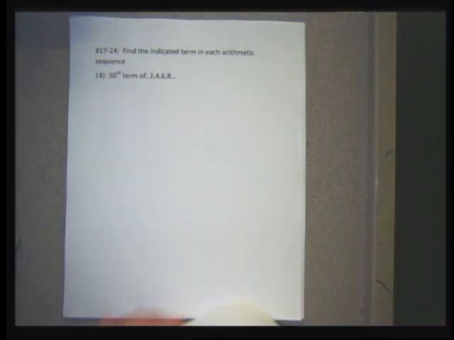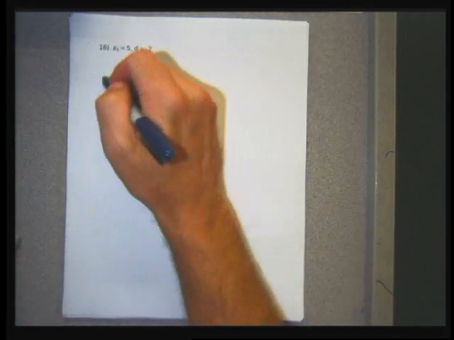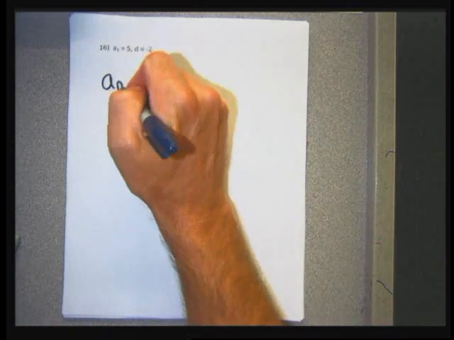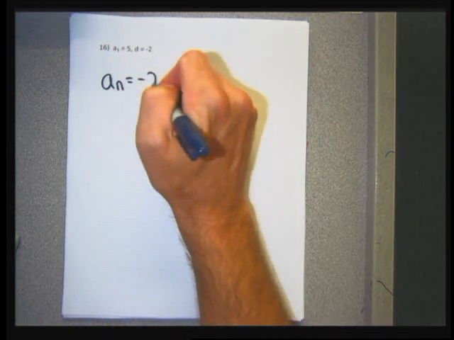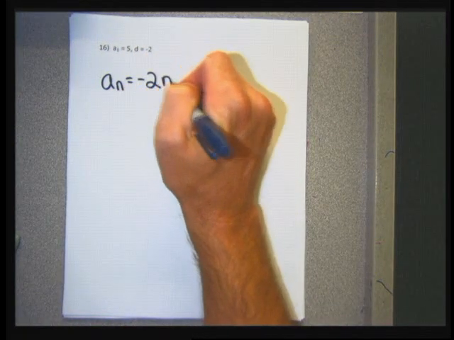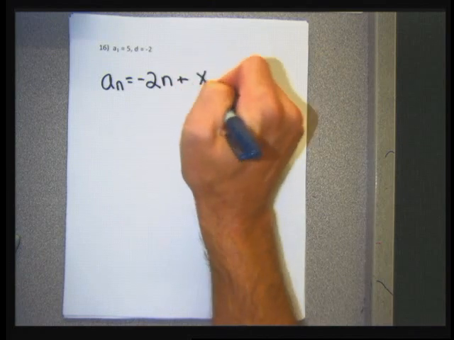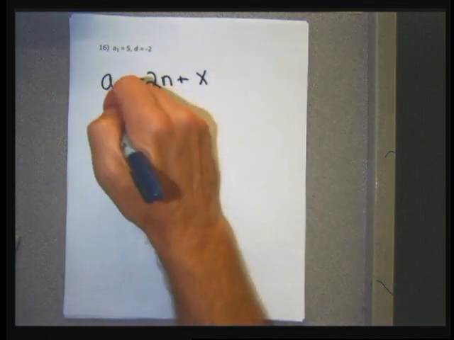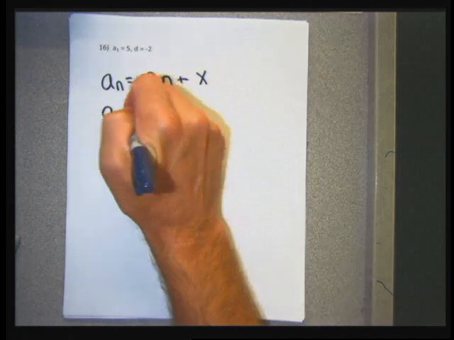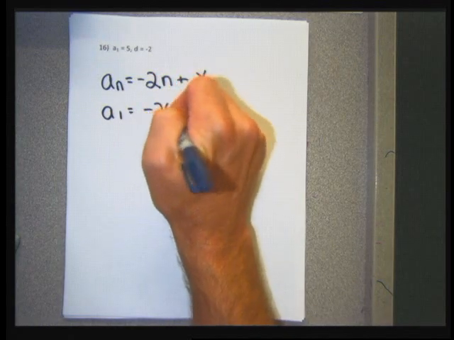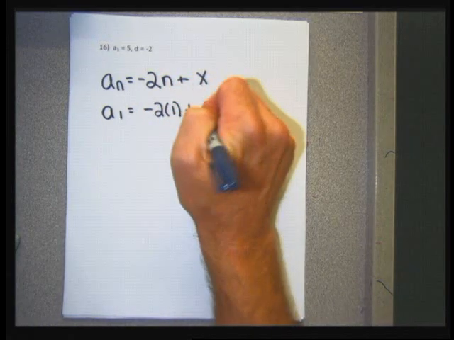16 is essentially the same problem. I'm going to find a formula. The formula is going to be in the form a sub n equals the common difference, which is negative 2, times n plus some number. Plug 1 in for the n's, and I get a sub 1 equals negative 2 times 1 plus x.